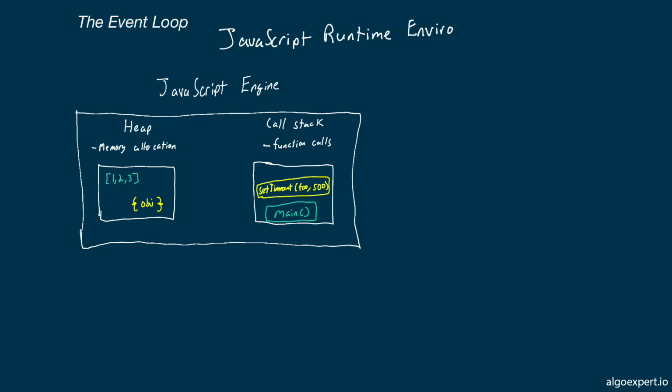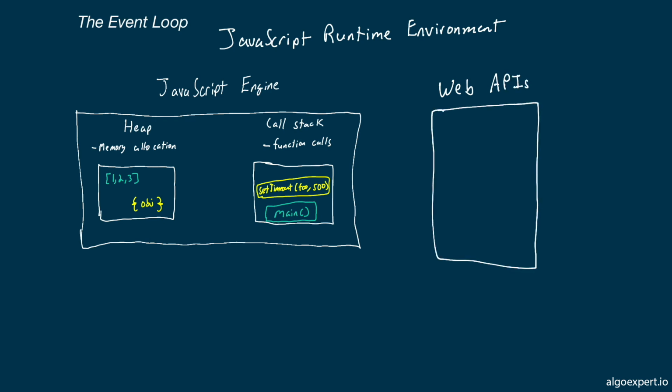This environment provides a set of extra functionality on top of the core JavaScript language known as web APIs. These APIs include the setTimeout and setInterval functions, the fetch function for making HTTP requests, all of the DOM manipulation functions, and a bunch more.